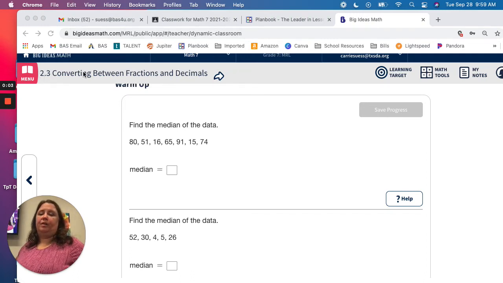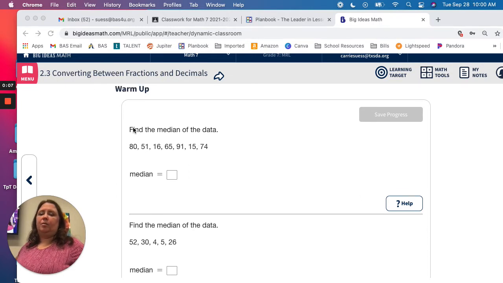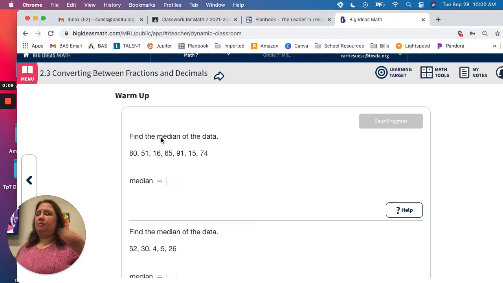Lesson 2.3, converting between fractions and decimals. So you guys are doing the warm-up. Find the median of the data. So you're going to rearrange these. What's the smallest number?